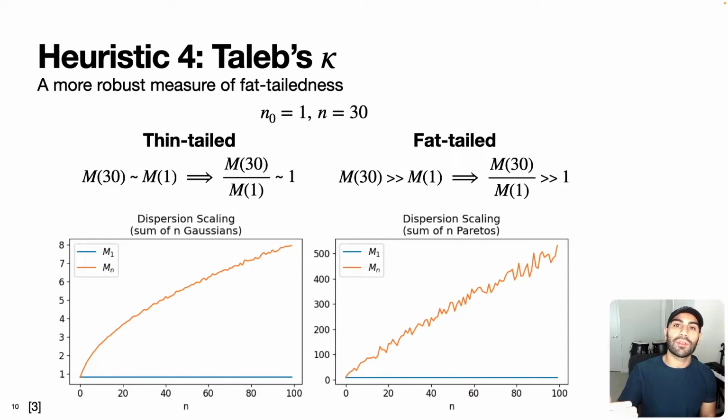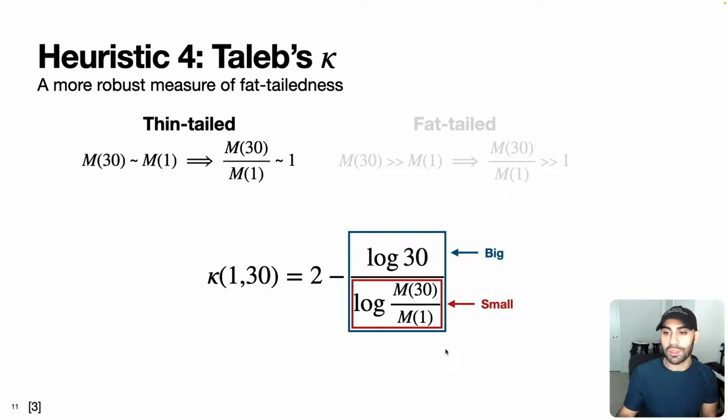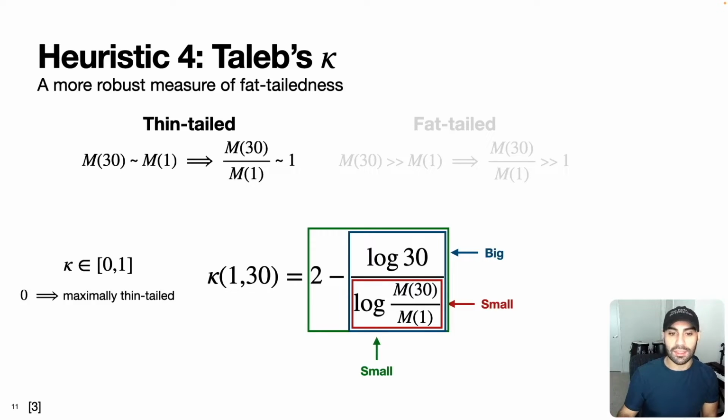We can see how this influences the kappa metric defined earlier. So we have our thin-tailed data. This is just plugging in values of n equals 1 and n equals 30. If this ratio is about 1, then this value is going to be very small. That's because the log of 1 is equal to 0. So as the ratio approaches 1, this term will approach 0. If the denominator is small, that'll make this whole term here big. And then when you subtract it from 2, it's going to make the whole thing small. That's how we can see that 0 implies maximally thin-tailed.